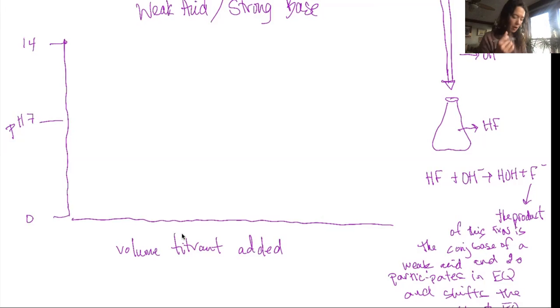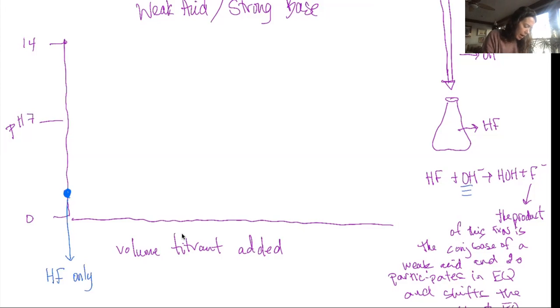So be mindful of that. So at this point, we've got our weak acid, whatever the concentration is. Remember, it can have a very low pH, even though it's weak, if it's very concentrated. And right here, what do we have present? We've got HF only, right? This is times 0. No OH has been added.